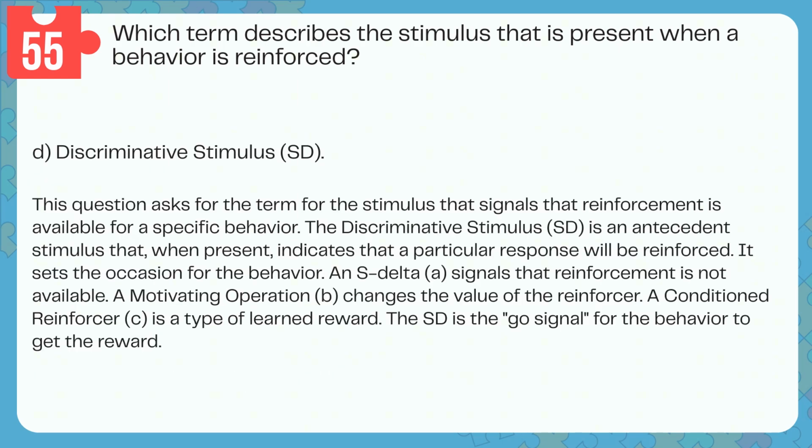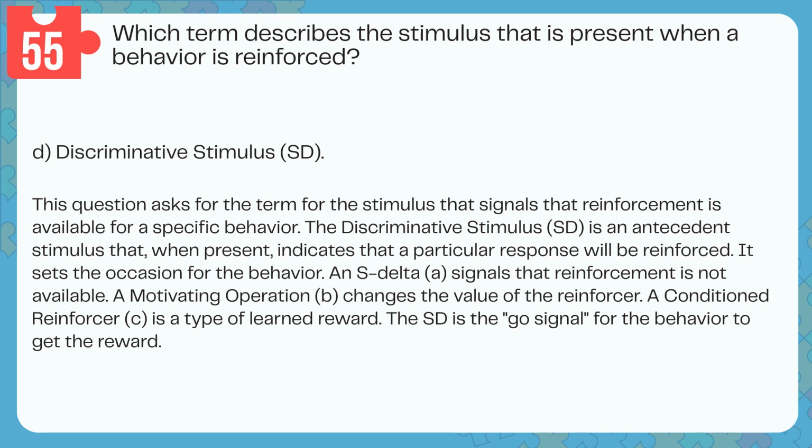Answer: D. Discriminative stimulus, SD. This question asks for the term for the stimulus that signals that reinforcement is available for a specific behavior. The discriminative stimulus, SD, is an antecedent stimulus that, when present, indicates that a particular response will be reinforced. It sets the occasion for the behavior.